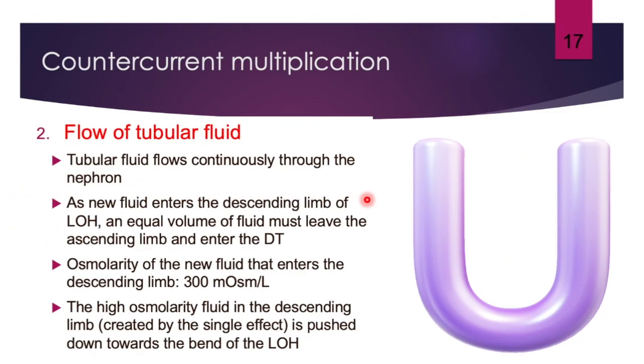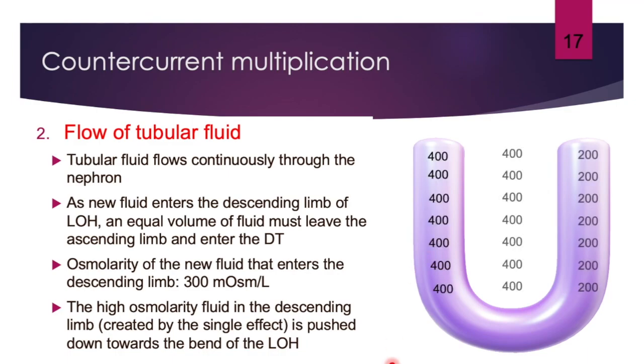Following the single effect is flow of tubular fluid. Tubular fluid flows continuously through the nephron, meaning new filtrates from glomerular filtration will enter the loop of Henle starting from the descending limb. So this is the initial osmolarity after the single effect.